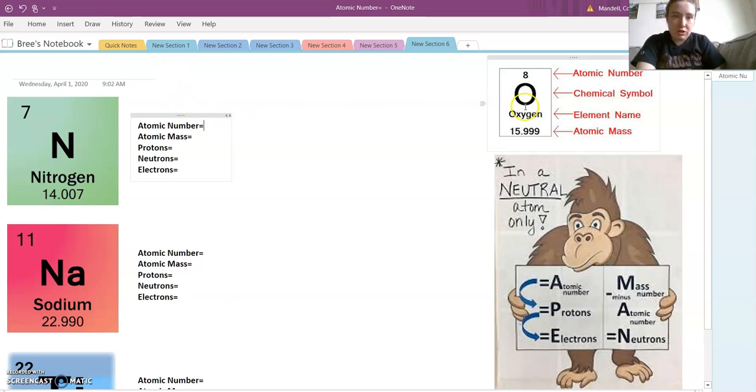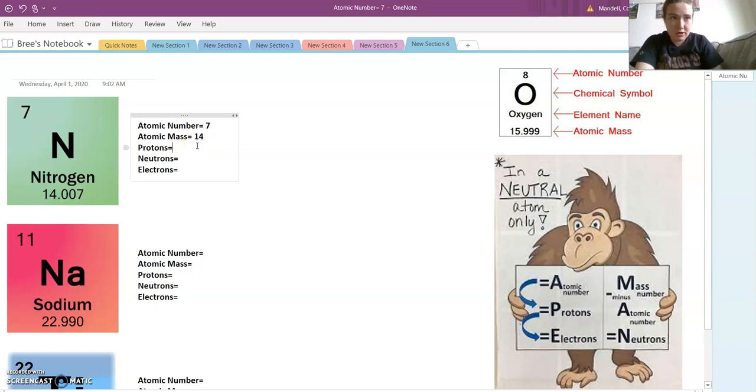Atomic number. I see over here on this diagram that atomic number is just the number on the top. So, atomic number of nitrogen, it's going to be right here. It's 7. Next up, we've got atomic mass. I see on my little graphic over here that atomic mass is the bottom. So I've got that right over here. It's 14. Again, I'm rounding to the nearest whole number there.